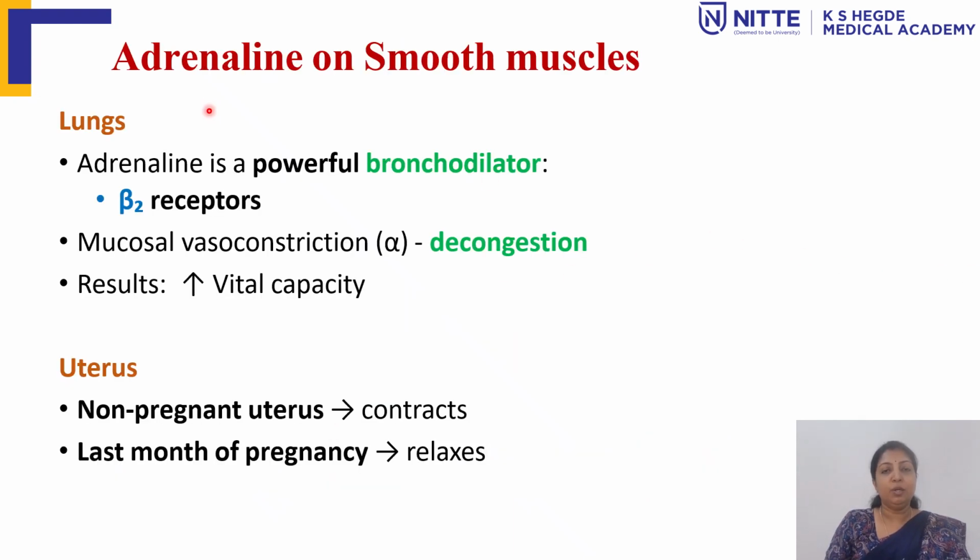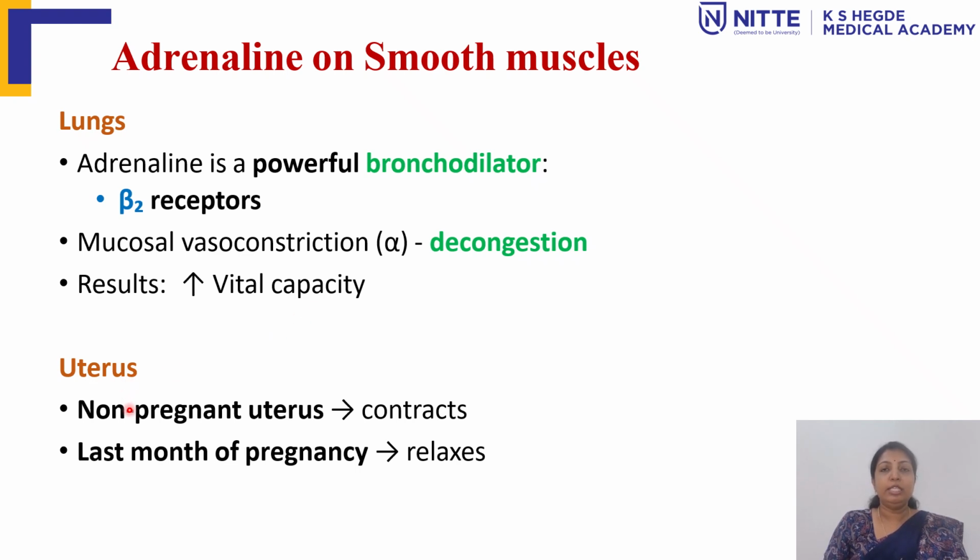Action of adrenaline on the smooth muscles, mainly the lungs. If you remember, beta 2 receptors are predominantly present in the bronchial smooth muscle. So adrenaline, by acting on the beta 2 receptors, produces bronchodilation. So adrenaline is a powerful bronchodilator. It can also produce mucosal vasoconstriction by acting on the alpha receptors in the bronchi, leading to decongestion. As a result, it can increase the vital capacity of the lungs.